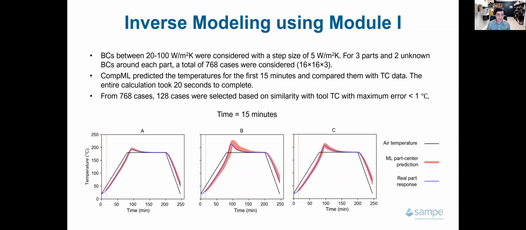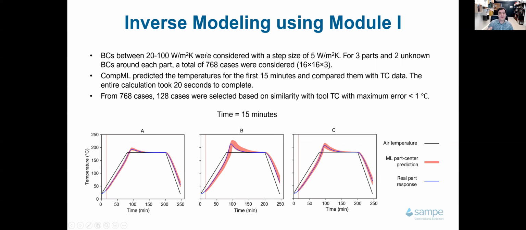So in the first step, we waited for 15 minutes. In the first 15 minutes, thermocouple data from the tool TC came in to the first module of this software. So this software selected a range of potential boundary conditions, in this case 20 to 100 watts per meter square Kelvin, which is a typical range for autoclaves.